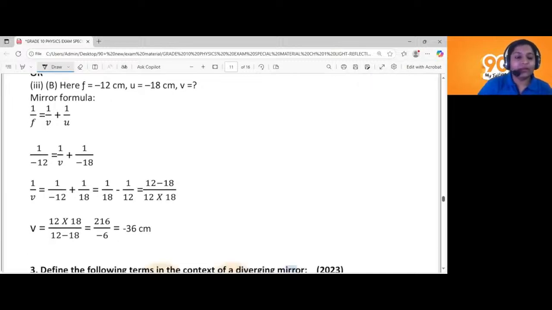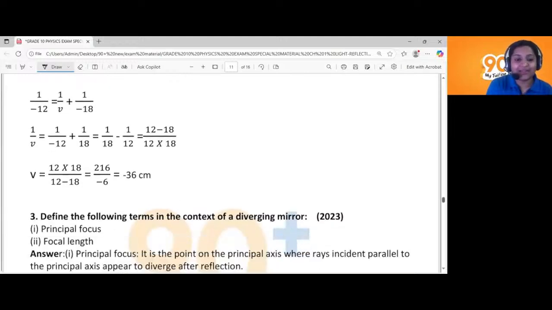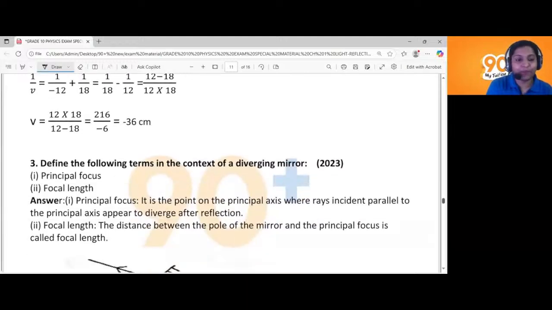Take 1 by V to the left-hand side and the fractions to the right-hand side: 1 by -12 plus 1 by 18, which is 1 by 18 minus 1 by 12. Cross multiply, and we get 12 minus 18 over 12 into 18. To find V, take the reciprocal: 12 into 18 over 12 minus 18, which is 216 over -6. You will get the answer as -36.